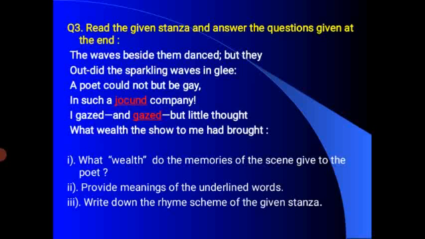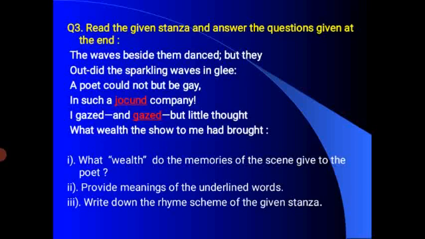Question number 3, read the given stanza and answer the questions given at the end. Again, you have been provided with a stanza. First of all, read it very carefully, and then you have 3 questions underneath this stanza. I am going to read the stanza first, and then I am going to explain the questions to you. The waves beside them danced, but they outdid the sparkling waves in glee. A poet could not but be gay in such a jocund company. I gazed and gazed, but little thought what wealth the show to me had brought.